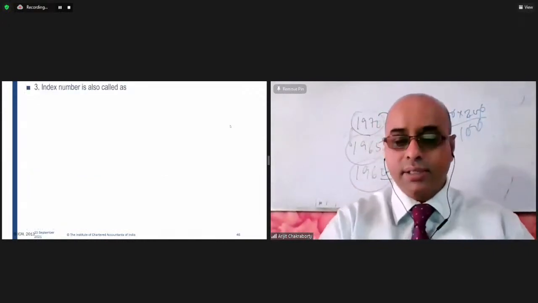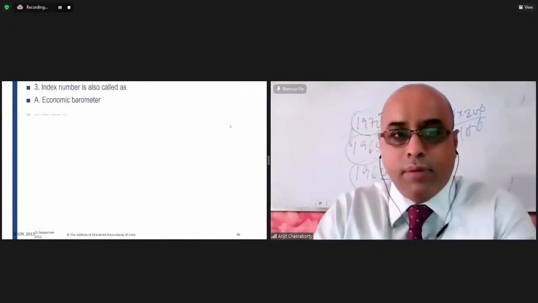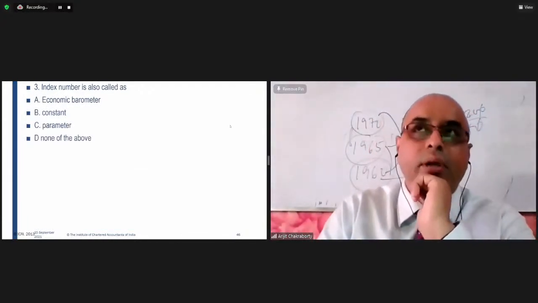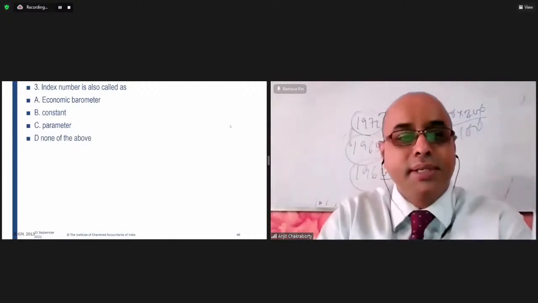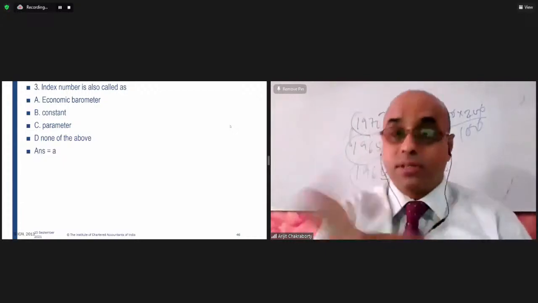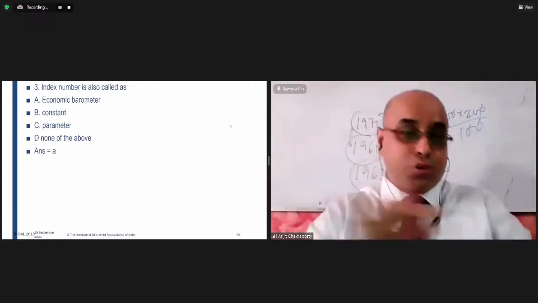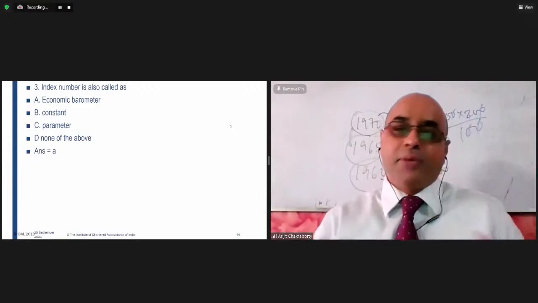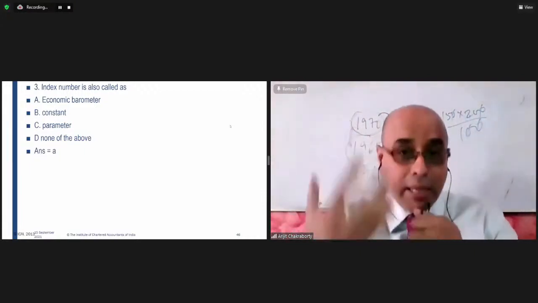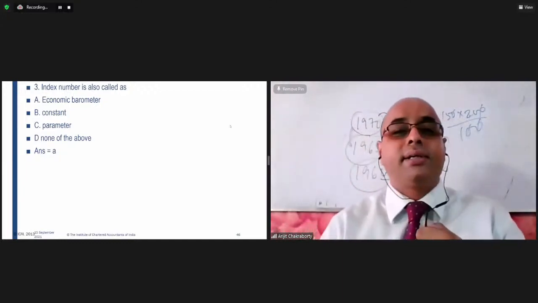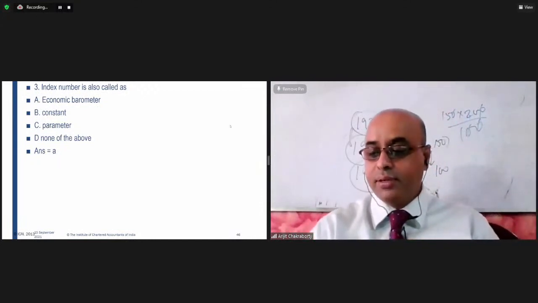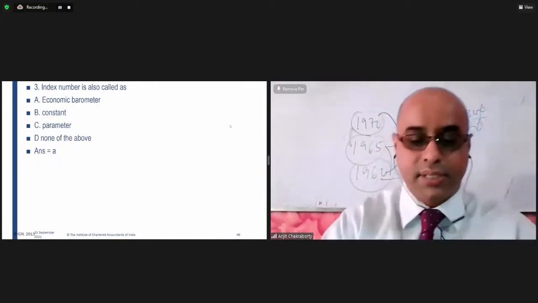The third question: index numbers are also known as what? Is it an economic parameter? Is it a constant? Is it a parameter, or none of the above? Well, I would think it's not a constant. Is it a parameter? Not really. Is it an economic parameter? Yes, because we calculated the cost of living in so many cities, and we were discussing price relatives. We considered examples like bread, milk, petrol and wheat. So definitely it's an economic parameter. So the answer is A.